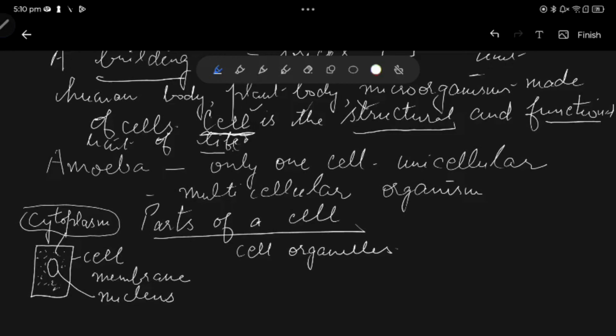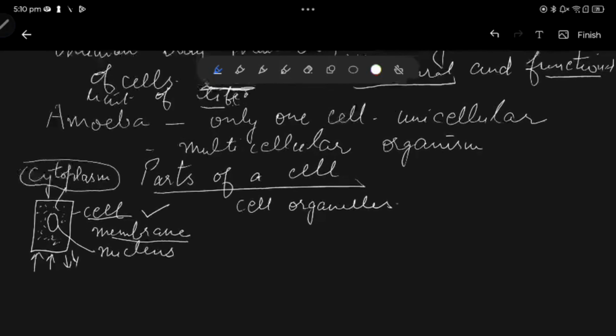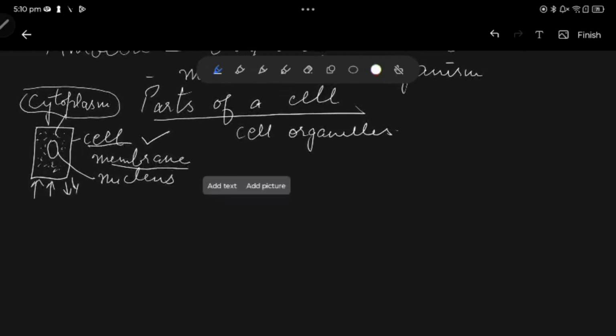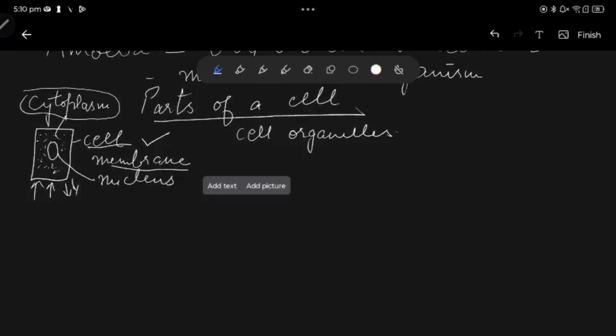What is the function of this cell membrane? The cell membrane separates the cell from its surroundings and controls what enters and leaves the cell. What enters the cell and what leaves the cell, that is controlled with the help of this cell membrane. We can think of it as a security guard which decides what can enter and what cannot enter and what can leave from the cell.